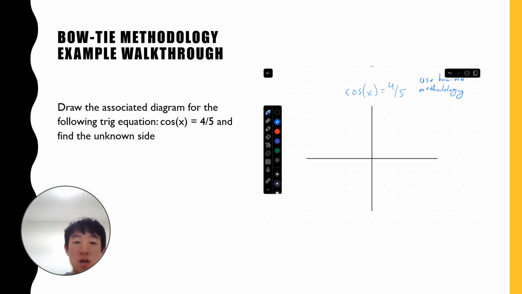So we are given this problem where we're given cosine of x is equal to 4 over 5, and we must find the unknown side. So our first step is to draw the bow tie methodology. So as we can see here, we have our empty coordinate plane.